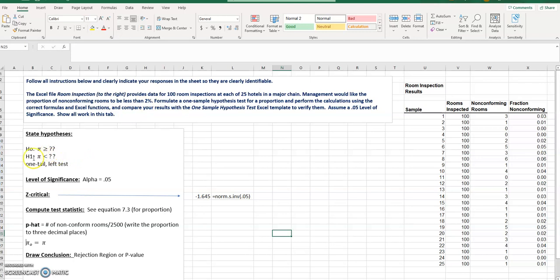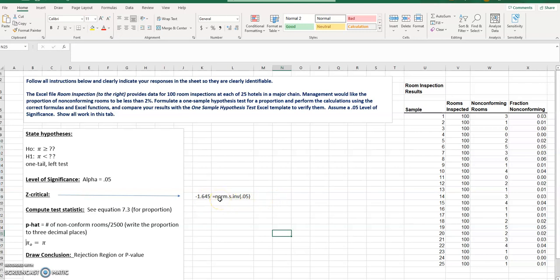that should be your null hypothesis. And then what you're going to test is, have they done well enough to say that the percentage of non-conforming rooms is below 2%. So clearly this is a one-tail left test, and you're testing at the 0.05 level of significance. So alpha here is going to be 0.05. The z critical value, if you're looking at this from a rejection region standpoint, you can also compute the p-value if you want to. Might be simplest to use the rejection region. So effectively, and again, here's an Excel formula.